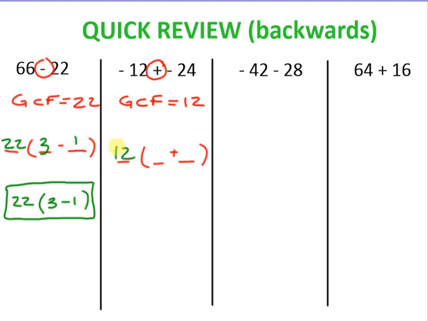So your 12 is going to go outside because it's your GCF. Negative 12 divided by 12 is going to be negative 1. Don't forget your sign. Negative 24 divided by 12 is negative 2. Be careful with your signs, and then write it neatly for your final answer.